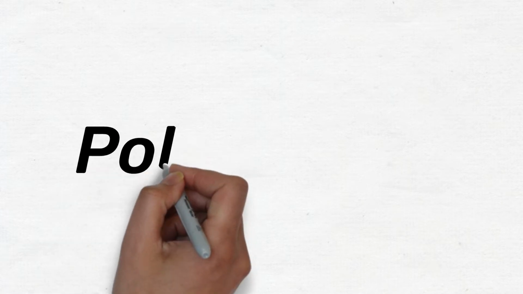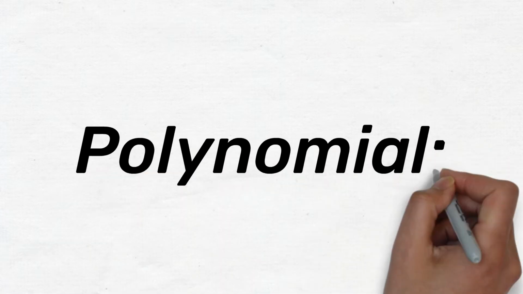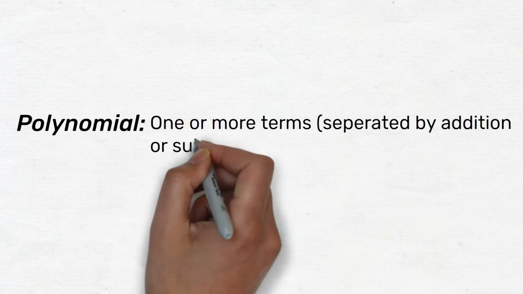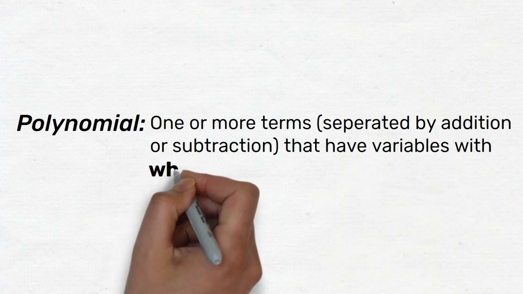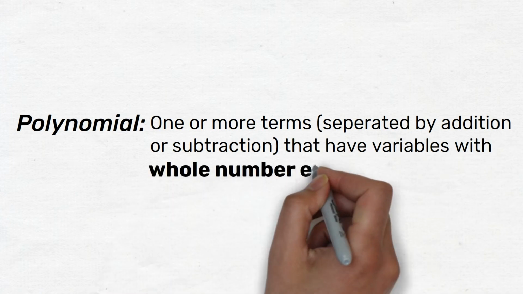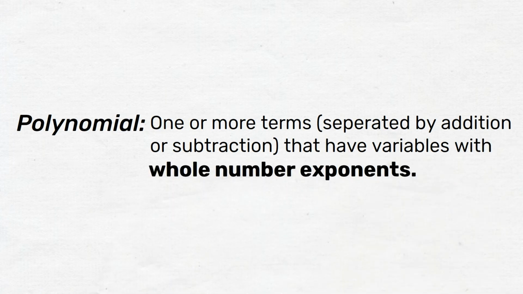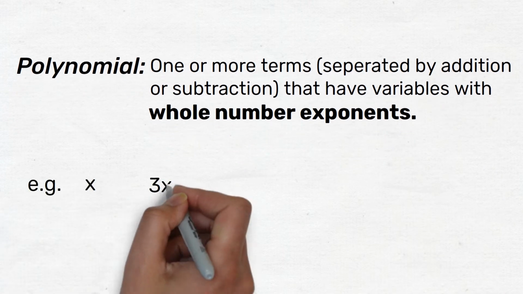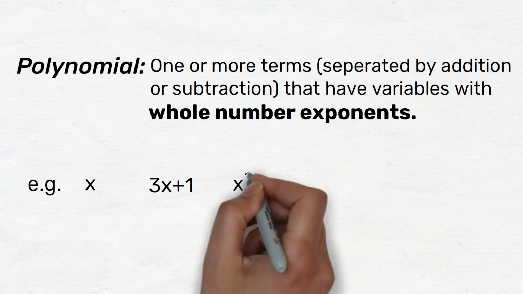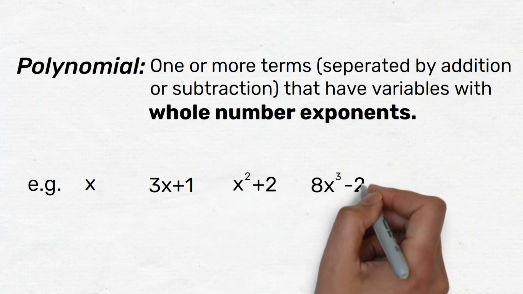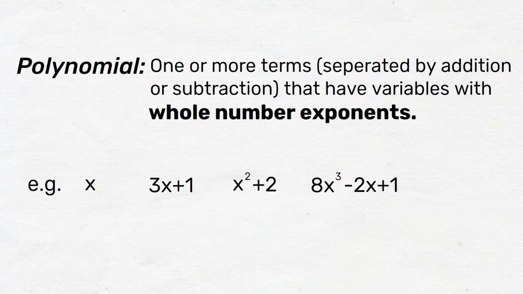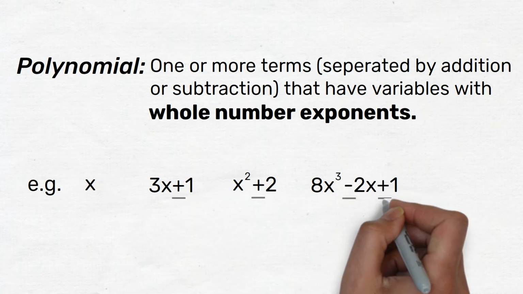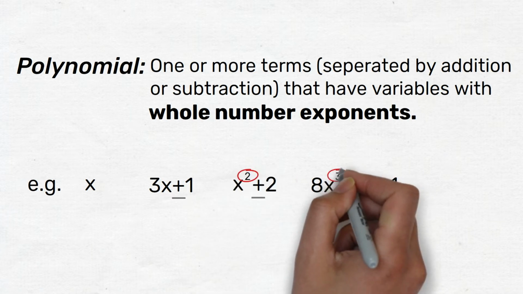Our first definition is one that you'll hopefully remember from grade 9 and grade 10, which is polynomial. This is one or more terms which are separated by addition or subtraction that have variables with whole number exponents. That last bit is the important part. So we've got some examples here. We see x, 3x plus 1, x squared plus 2, and 8x cubed minus 2x plus 1. Note again that the terms are all separated by either addition or subtraction, and that all of our exponents are whole numbers.